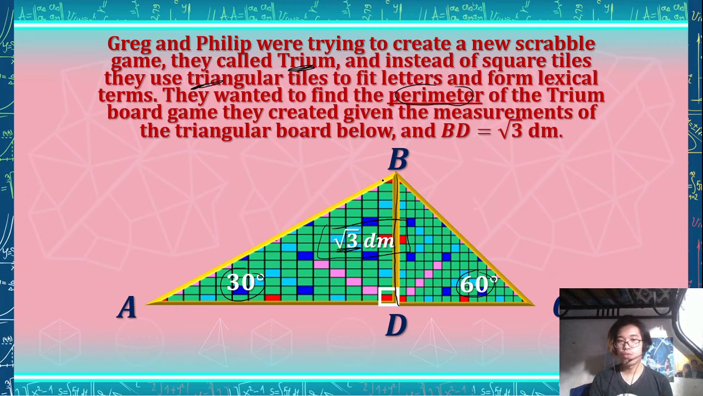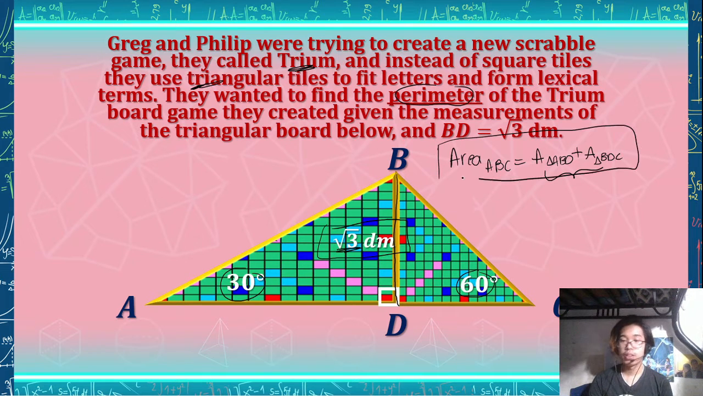So how can we solve for the area of this board game? To get the area of the board game, or the area of triangle ABC, first we have to find the area of triangle ABD, and then add the area of triangle BDC to that, to get the total area of the entire triangle, logically speaking. First we need to find the measurement of the bases of these triangles.